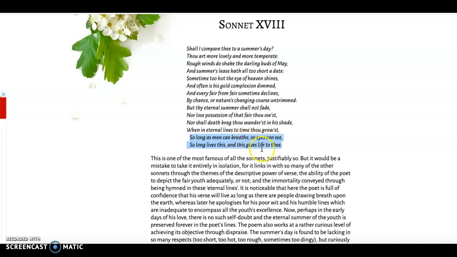So as long as there are men reading this poem, or people can even see it, then this poem will live, and so will your beauty. So the question, of course, we ask ourselves at the end is, did he immortalize her eternal summer? Did he make her beautiful for all time to never fade? And the answer, of course, is yes. Here, over 500 years later, we are reading Sonnet 18, and her immortal beauty still exists through the words of Shakespeare.